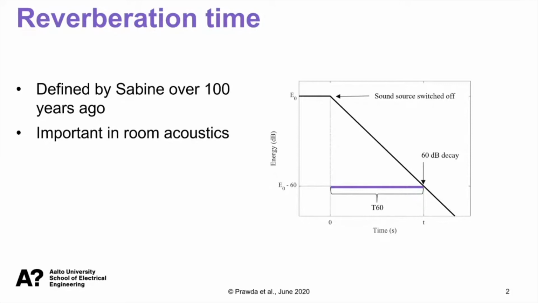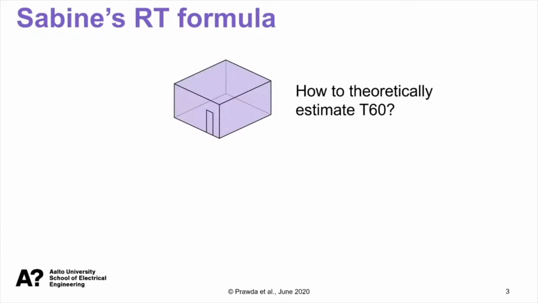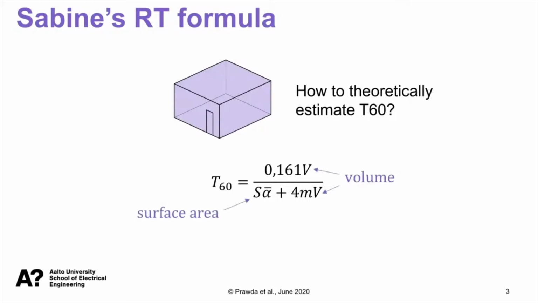parameter in room acoustics. However, this definition is good when we measure the reverberation time. However, how do we estimate the T60 in a room that maybe is not even built yet? So Sabine came up with a formula for estimating the T60 of a room, in which he took into account the room's volume, the area of the surfaces in the room, the average absorptivity, and the absorption of the air.